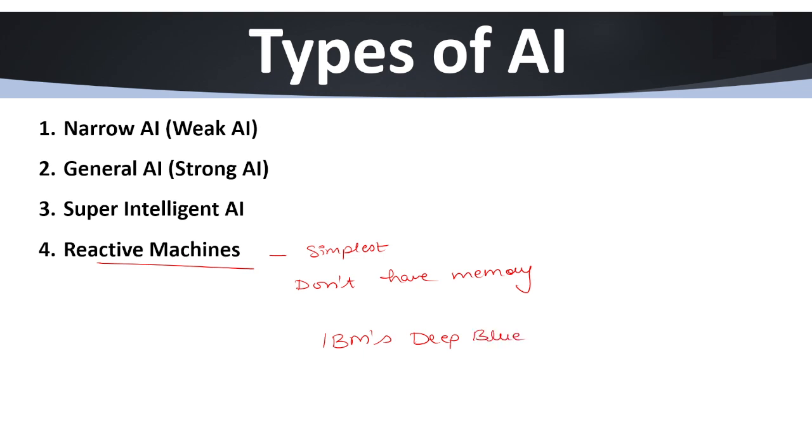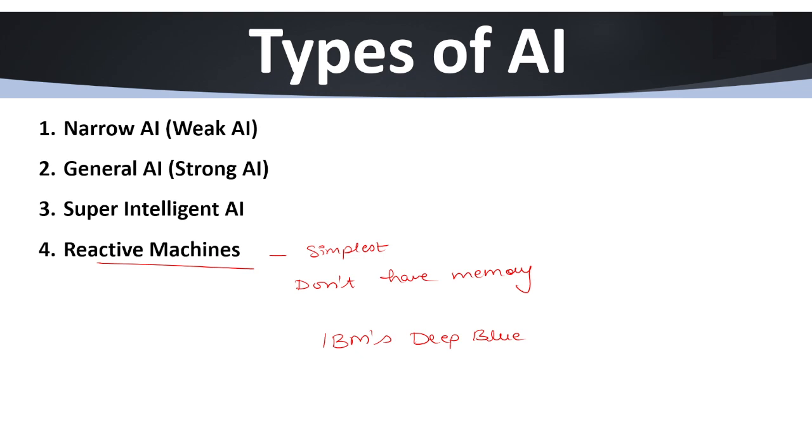IBM's Deep Blue is an example of reactive machine which famously defeated chess champion Gary Kasparov. Alright, so Deep Blue analyzes the current state of the chessboard and made decisions based solely on that information without any learning from previous games. So previous game में क्या हुआ था, कैसे वो हारा था, ये सब चीजें reactive machines नहीं देखता है. ये सिर्फ अपने जो करंट एक्सपीरियंस है, करंट सिनेरियो है, उसी के बेसिस पे हमें रिजल्ट देता है.